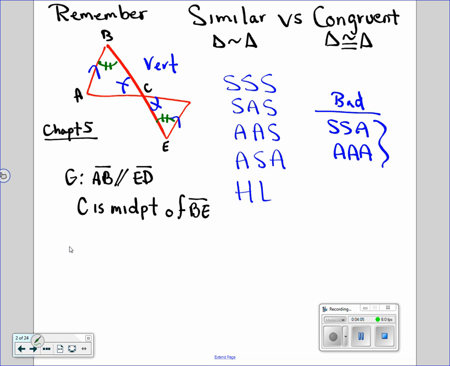Because they tell me C is the midpoint. C is the midpoint of BE, and all that's telling me is that these pieces here are congruent to each other. C is in the middle, so it cuts it in half. Okay, well, I learned my chapter 5 pretty good, and so I can see that there's an angle, side, angle situation. And so now I conclude that those 2 triangles are congruent.